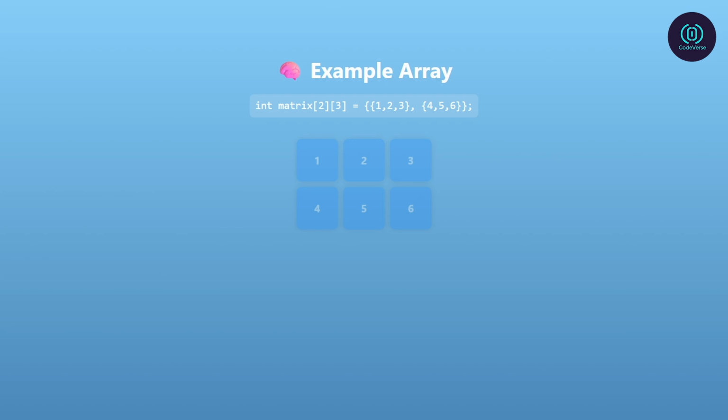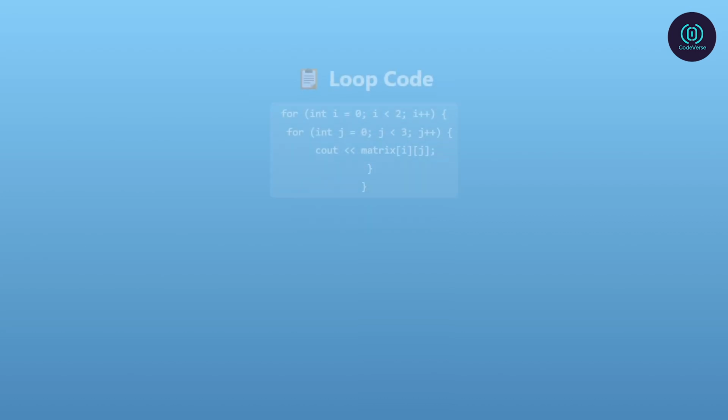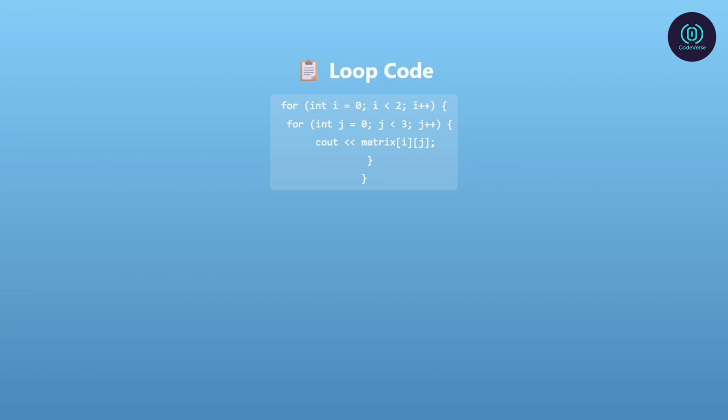If we want to print every value in this matrix, we can use: for (int i = 0; i < 2; i++), for (int j = 0; j < 3; j++), cout << matrix[i][j] << endl.